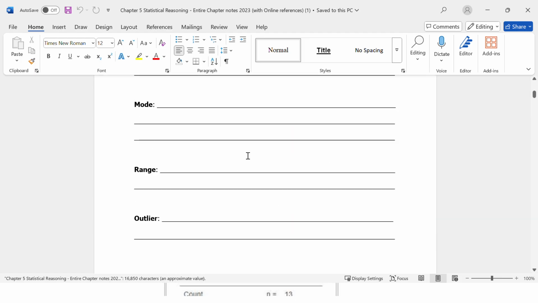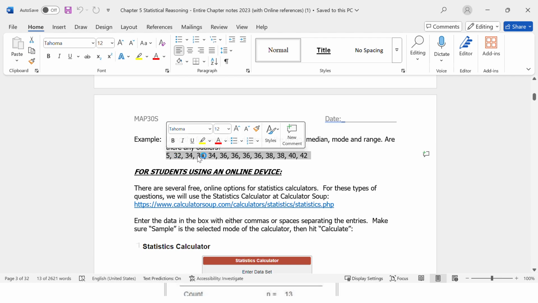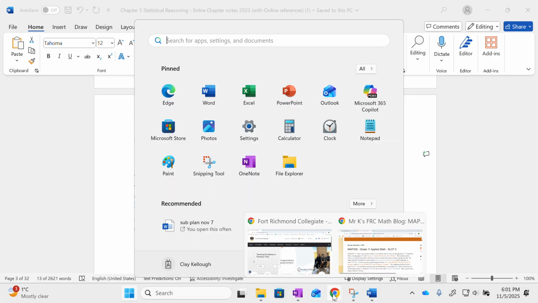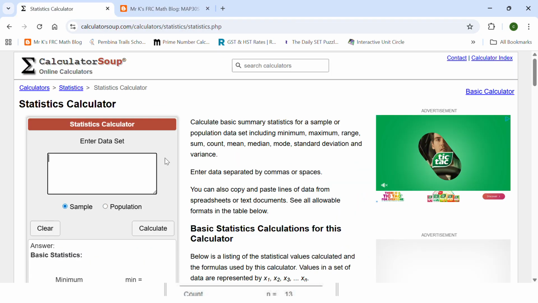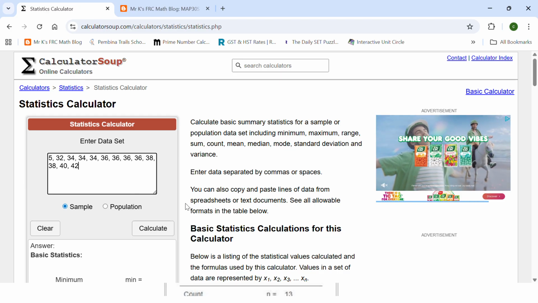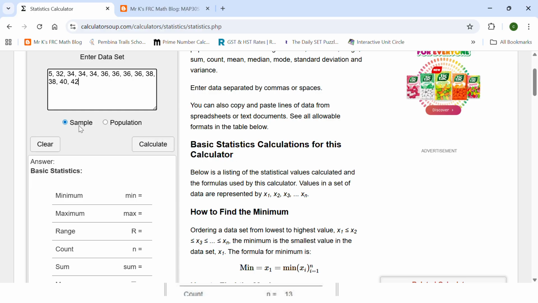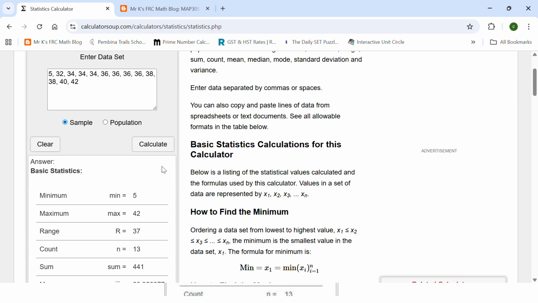So I'll go to the page that we're on here and say, okay, there's the data numbers. I'll cut and paste that. Some of you can do this with your phone. I'll just Control-C, go back to my Calculator Soup page and paste them, and there they are. That saves me having to type them in. Isn't that nice? Once I've got my data in there, whether you typed it or found a shortcut, all you do is first make sure we're talking about a sample, and you hit Calculate, and it will do the work for you.